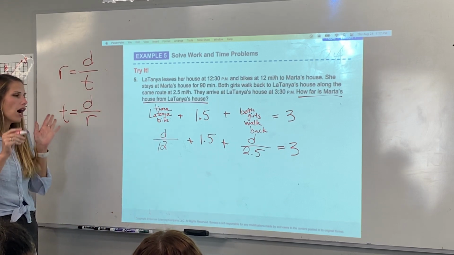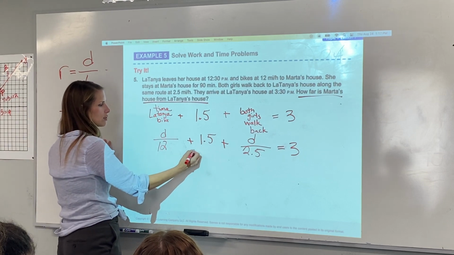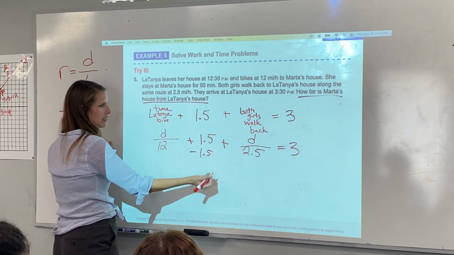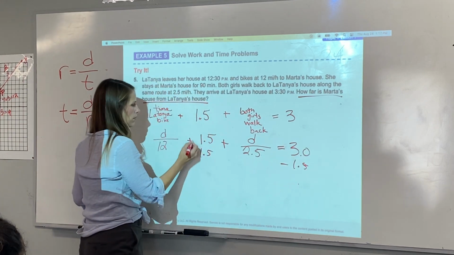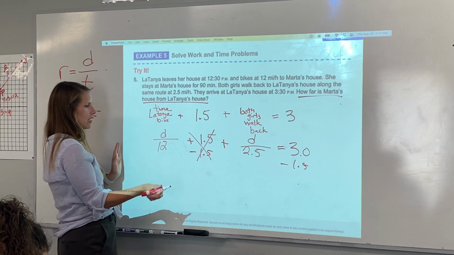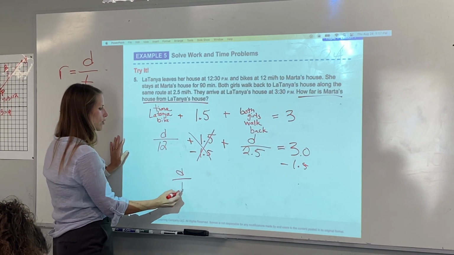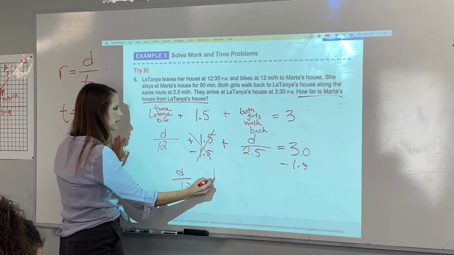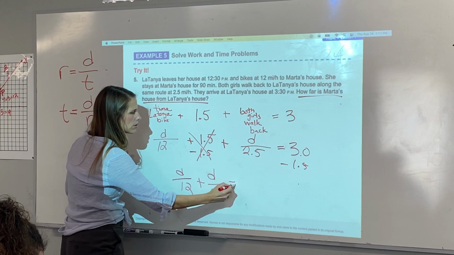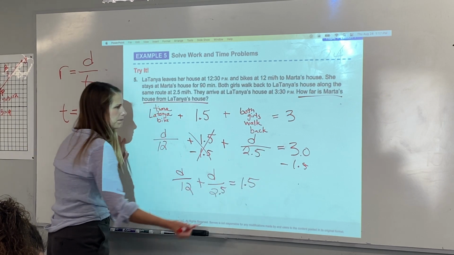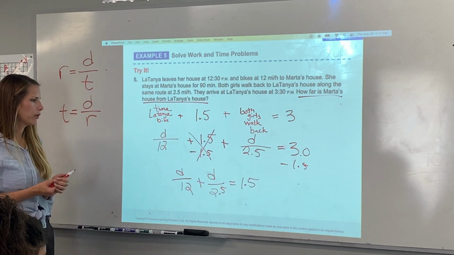Another thing you can do if you want to keep this a little bit simpler, you can just subtract 1.5 now. We have 3 hours minus 1.5. You can do it either way. You can do that at the end, but then we don't have to multiply over there. So we have d over 12 plus d over 2.5 equals 1.5, right? When we take 3 minus 1.5, we get 1.5.